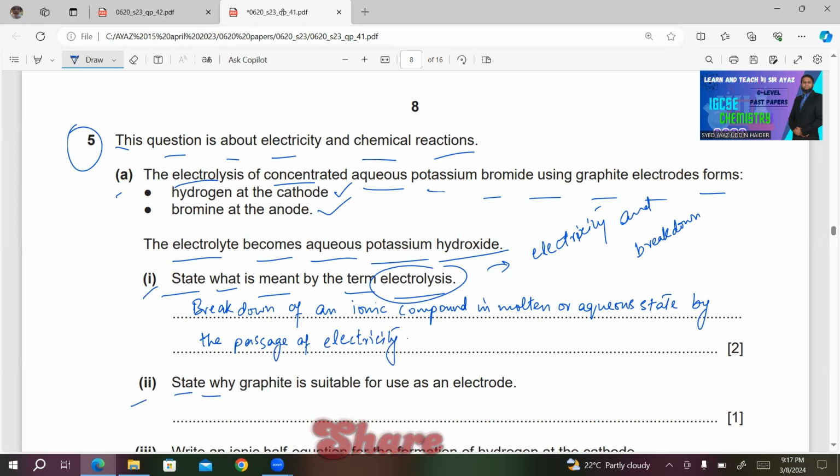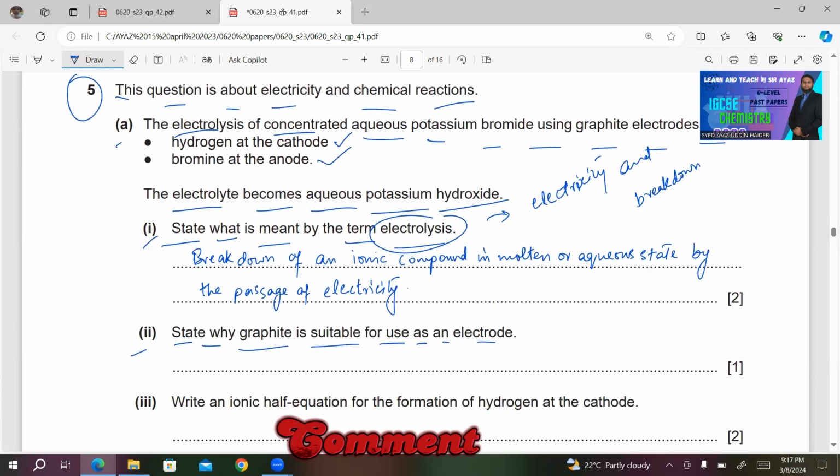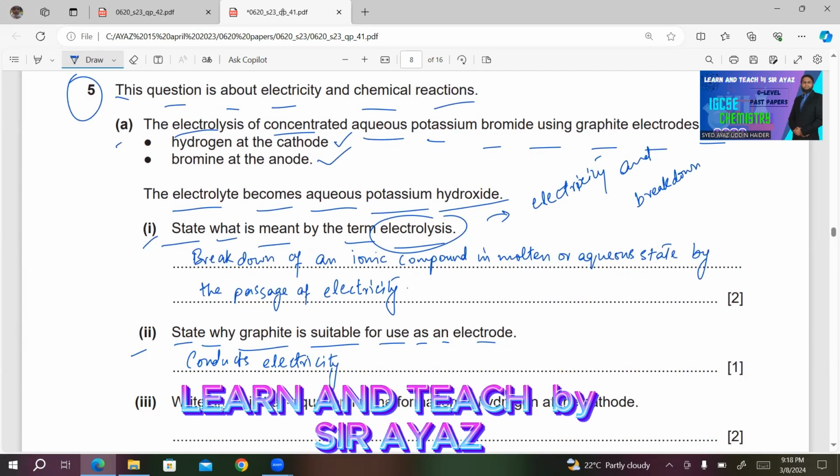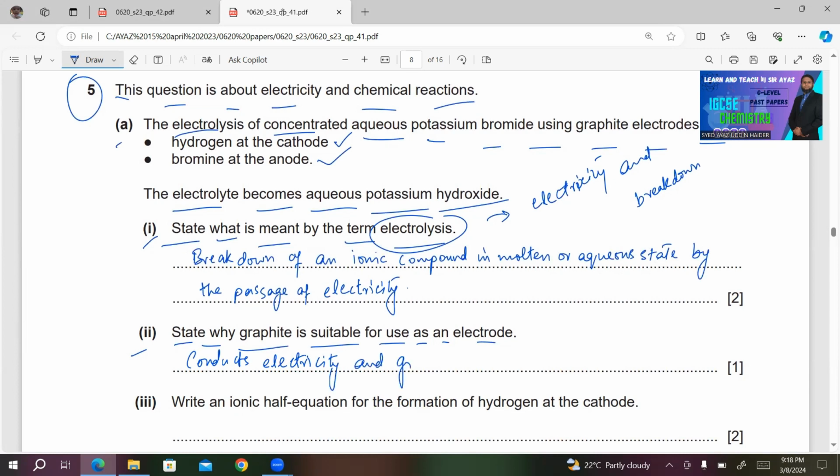Number 2, state why graphite is suitable for use as an electrode. Now it contains free electrons and due to this reason it conducts electricity, and graphite is also unreactive. Conducts electricity and graphite is unreactive.